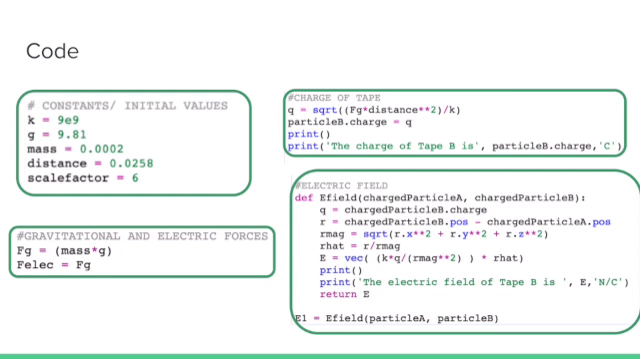In the next section, in the top right corner, we have the charge of the tape, which is a simple calculation, and lastly below that we have the calculation for the electric field, which is just a method that uses the equation for the electric field.